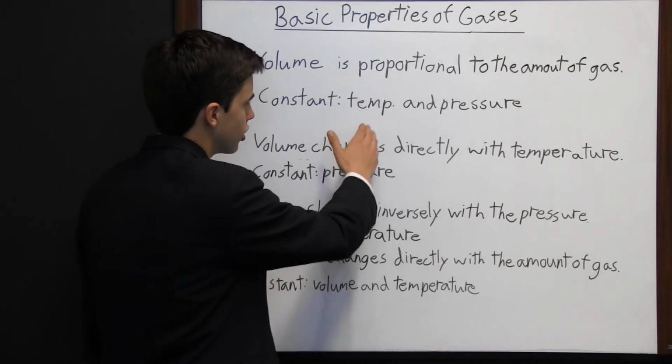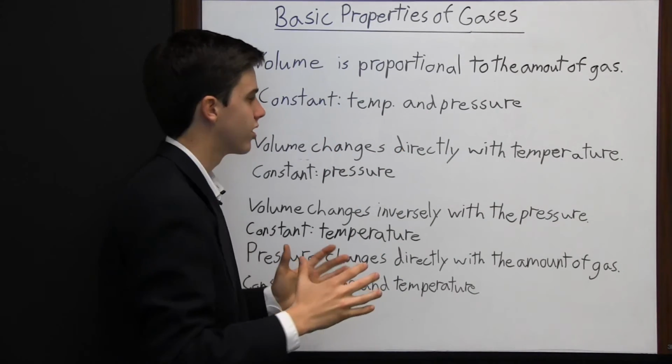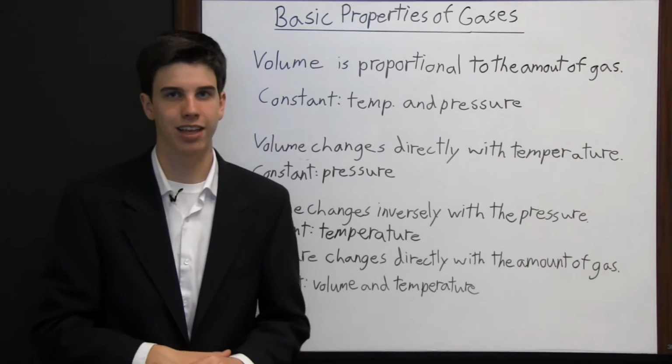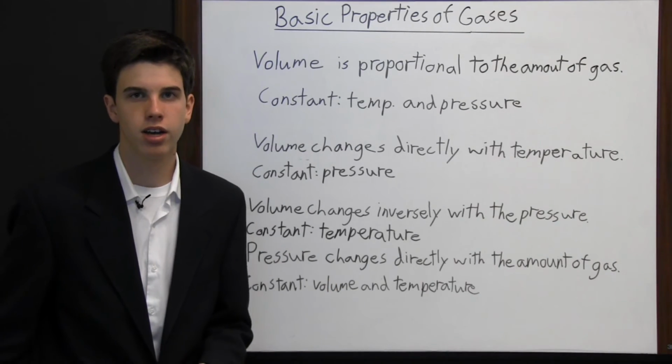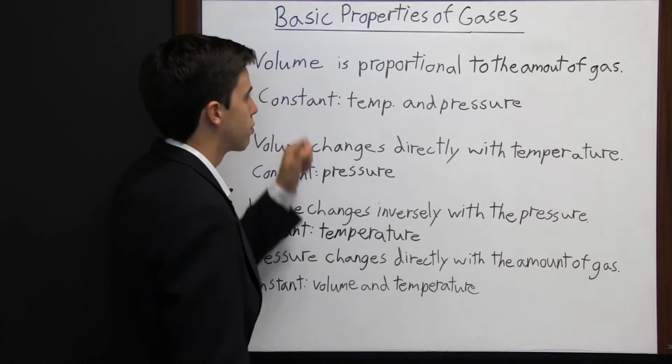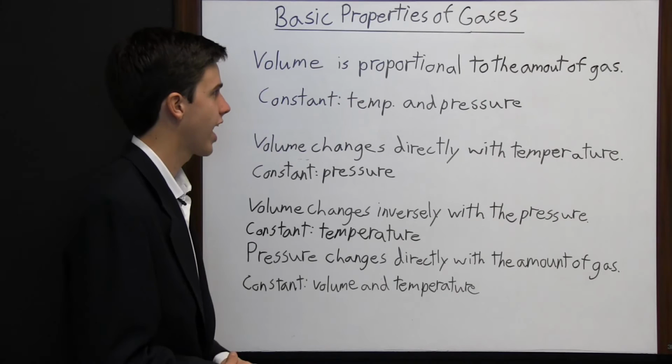But if temperature and pressure are constant through this entire time, we can pretty much take them out of the equation because they're not affecting anything anymore, because they're not changing. So when temperature and pressure are constant, we can then say volume is proportional to the amount of gas.